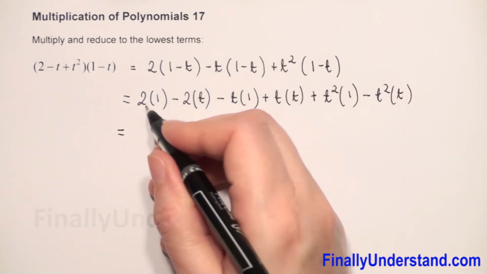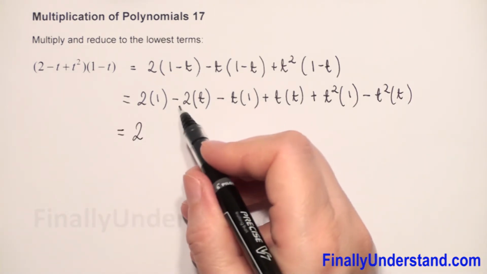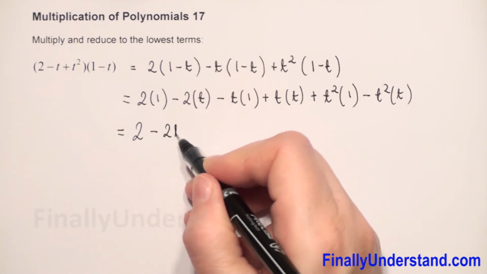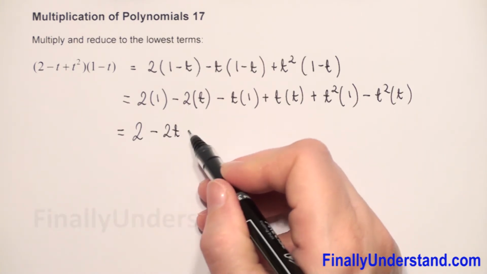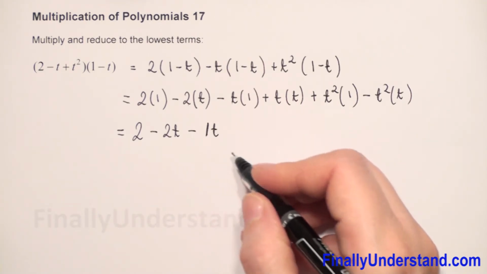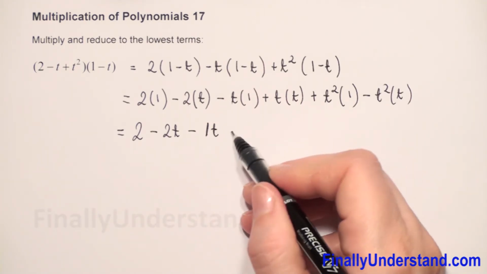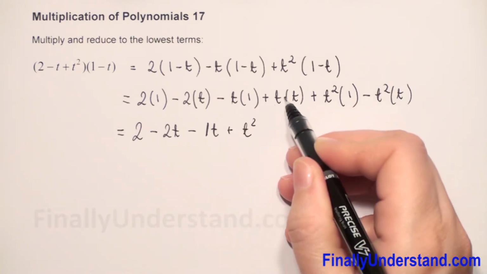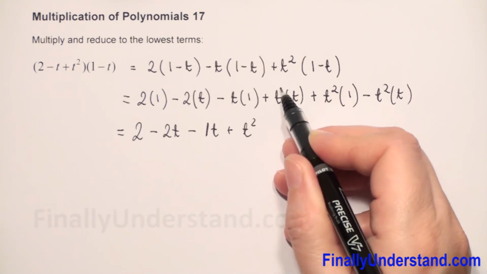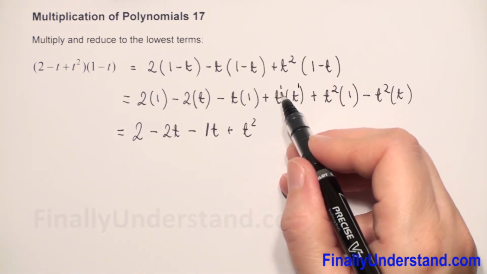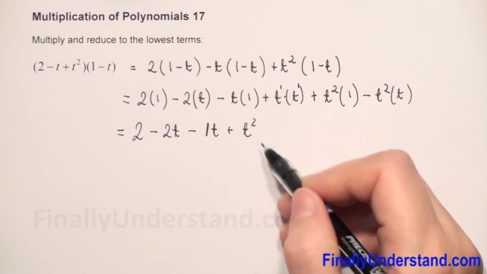So this is equal to 2 times 1 is 2. Negative sign we copy, 2 times t is 2t. Next we have negative sign, t times 1 is 1t we can write. And we have plus t times t is t squared. We copy the base when we have multiplication of the same variables, and we add exponents. So when we don't have exponents, we have an invisible 1. So 1 plus 1 is 2.